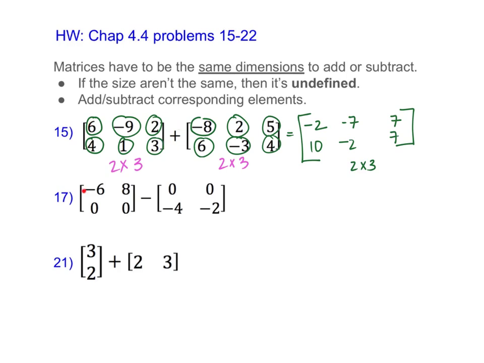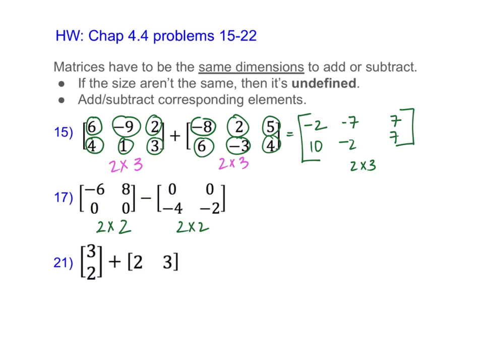The next one here looks like you have 2 rows. 1, 2. So this is 2 rows. And then it looks like there are 2 columns. 1, 2. So 2 columns. So this is a 2 by 2. And so is the other one. It's also a 2 by 2. So that means that you can subtract them, since there's a subtraction sign here.